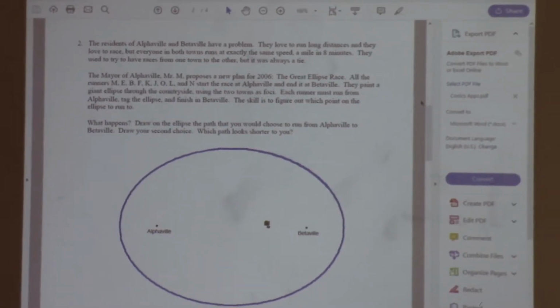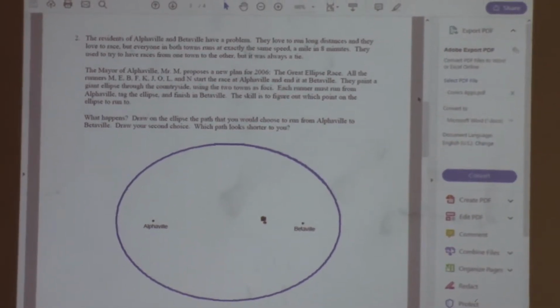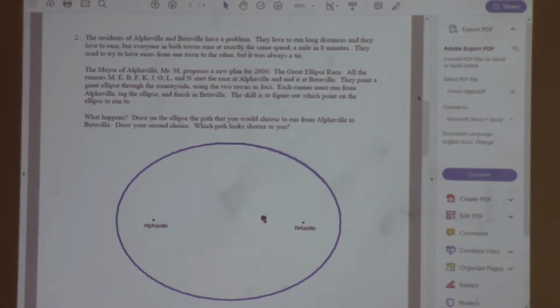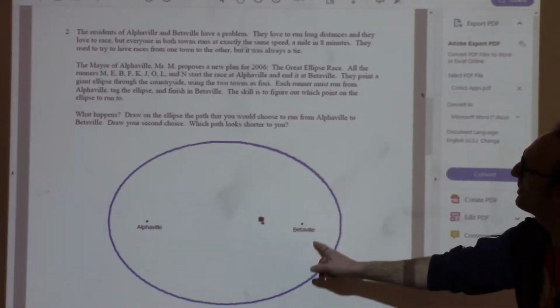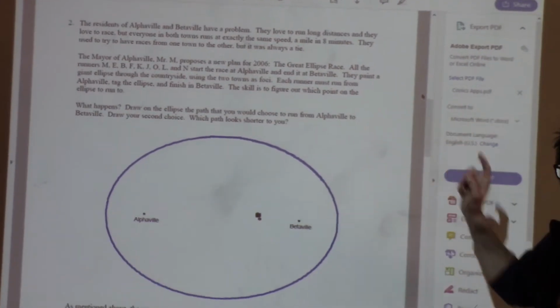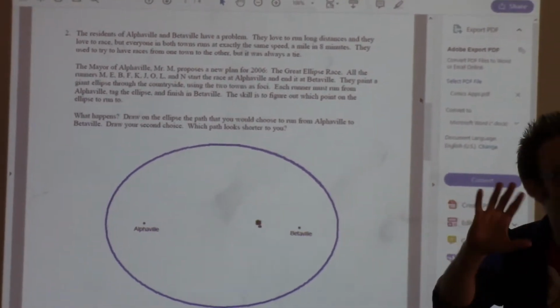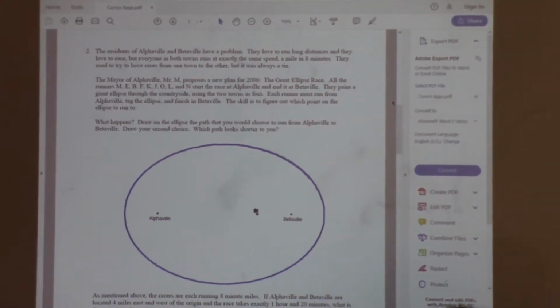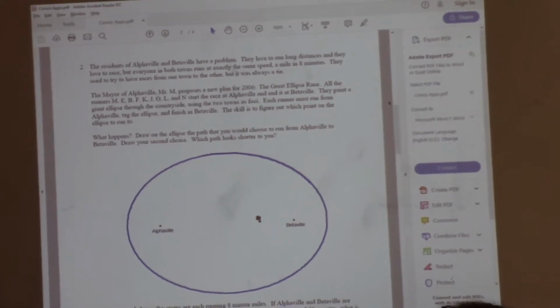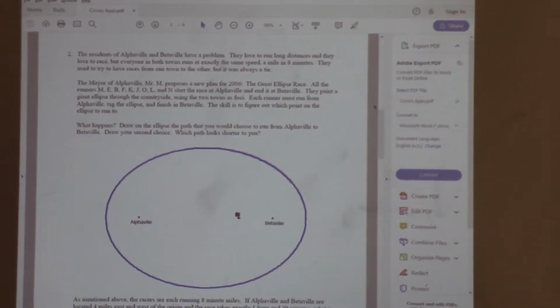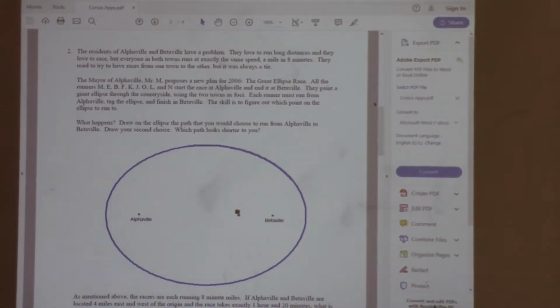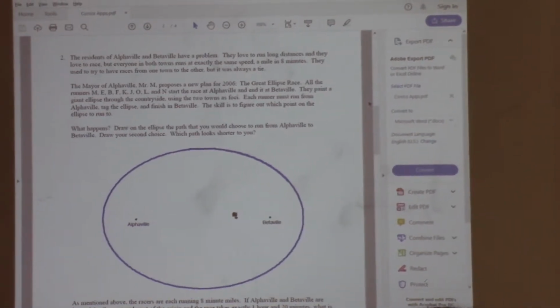Well, the mayor of Alphaville, Mr. M, proposes a new plan for 2006, the Great Ellipse Race. They will start the race in Alphaville and end it in Betaville, but they will paint a giant ellipse through the countryside, and now there's a skill component to the race. Each runner must run from Alphaville, tag the ellipse, and finish in Betaville. The skill is to figure out which point on the ellipse to run to so you can finish the race first.